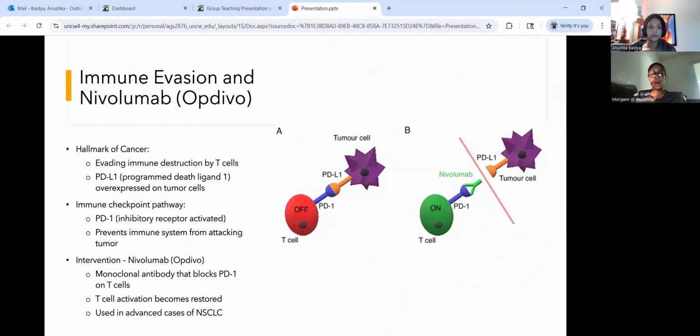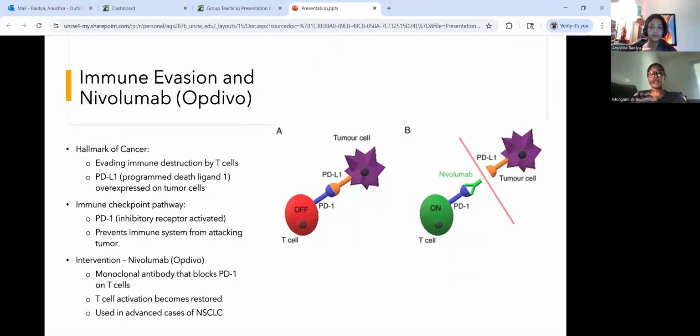And then for this last section of part one, we have immune evasion and nivolumab. So within this, as I mentioned before, the hallmark that this takes on is evading cell death. And this does this mainly by destroying T cells. T cells within the body are used to fight off any foreign bodies, any disease, any bacteria within the body. And they really work by recognizing things that aren't supposed to be there and fighting against them.